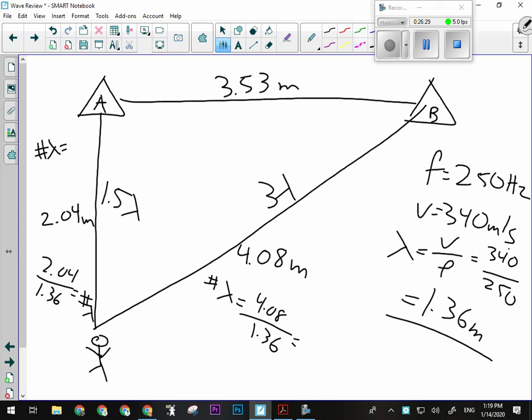What's the difference? 1.5. There's a half a wavelength difference here, so do they hear a loud or quiet sound? Quiet. It's quiet because there's destructive interference going on. That's all there is to those questions. There's a lot of kind of finicky work, but none of it really difficult.